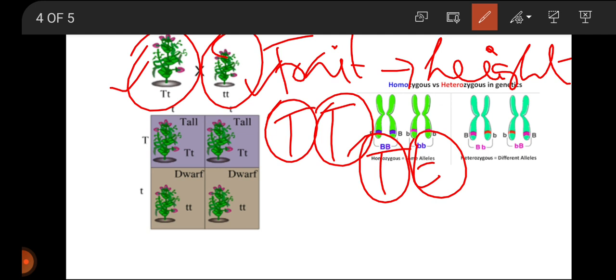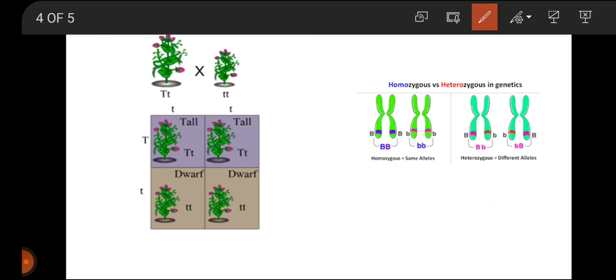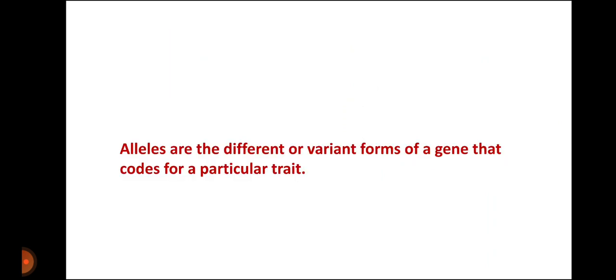Now if we say that this is a segment of the DNA, that is, this is the gene which encodes for the trait height, then one of the DNA strands will be capital T and the other may be capital T or small t. Now this is an allele, this is another allele. Clear?